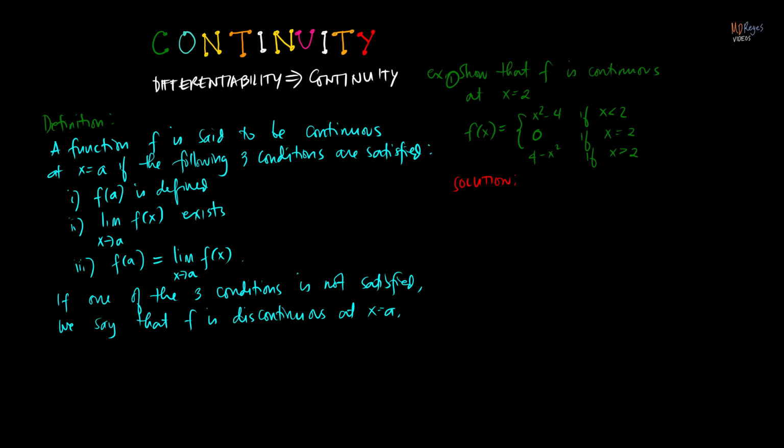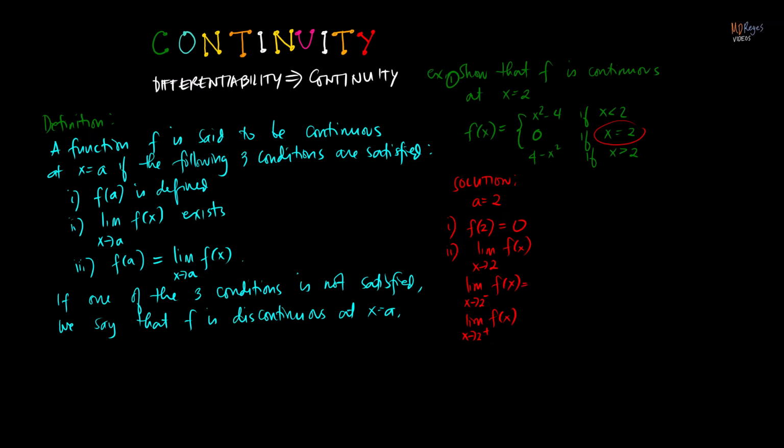Since we want to show that it is continuous at x equals 2, then a is equal to 2 in this case. For the first condition, we want to show that f of 2 is defined or exists. What is f of 2? If x is exactly equal to 2, the value of the function is 0, so f of 2 is equal to 0. In the second condition, we want to show that the limit of f of x as x approaches 2 exists. So we have to check both the limit as x approaches 2 from the left and from the right. If they both exist and are equal to the same number, then we can conclude that the limit of f of x as x approaches 2 exists.